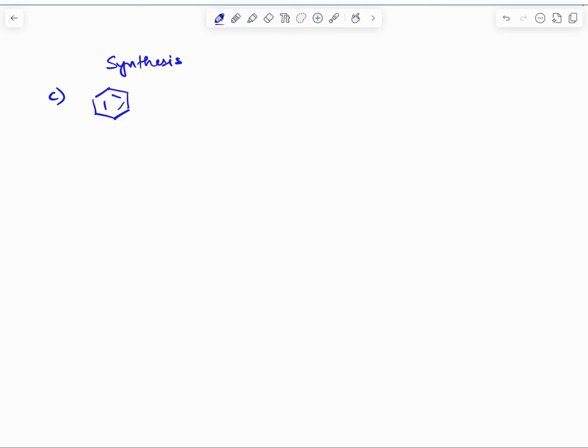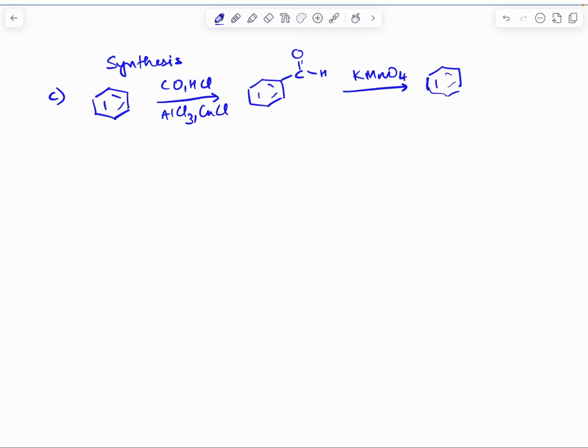So you start with benzene, you do the Gattermann-Koch formylation. Those are the reagents. You end up making benzaldehyde. You oxidize the benzaldehyde with KMnO4. That gives you benzoic acid. Then you do the Fischer esterification. So you use acid as a catalyst, and we had a CH3 out there, so you use methanol.